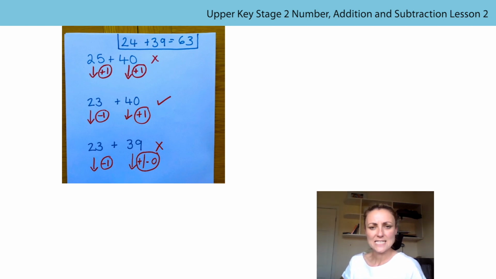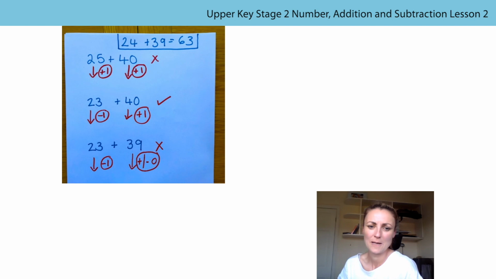Right, I can see that 23 has been decreased by 1, and 40 has been increased by 1. So that's right. When we increased one addend by an amount or decreased it, then we increased or decreased the other addend by the same amount. And we can check that 23 add 40 is indeed equal to 63.